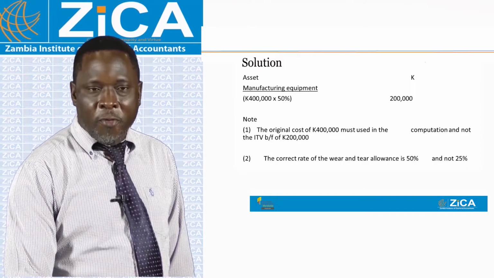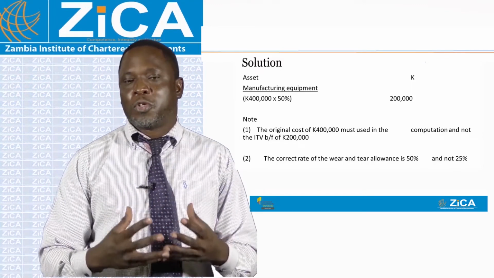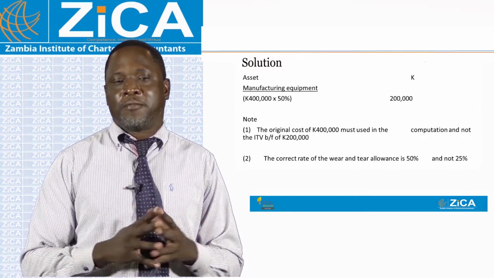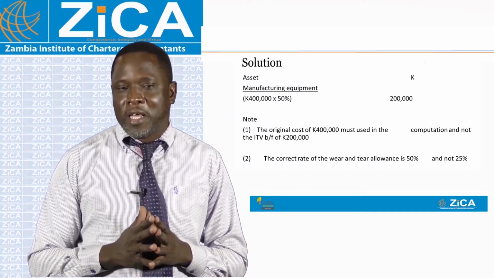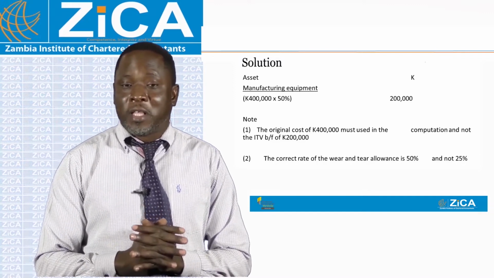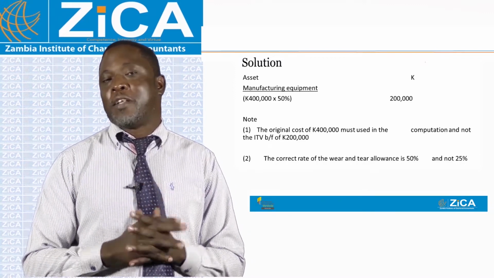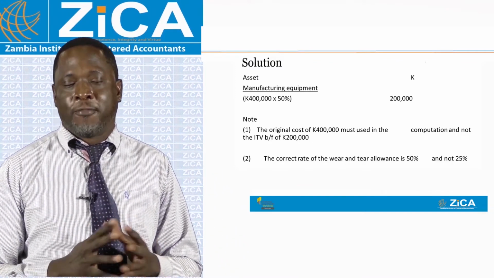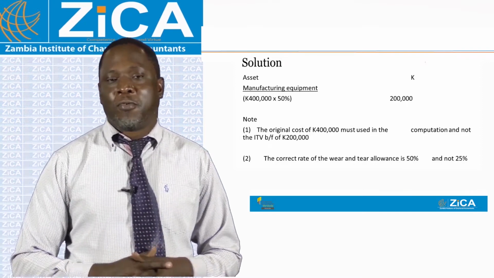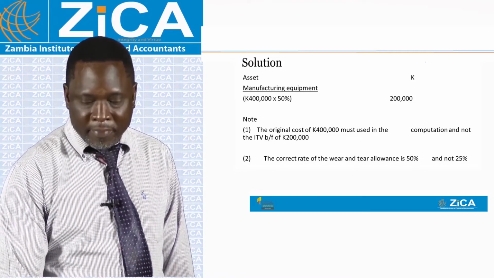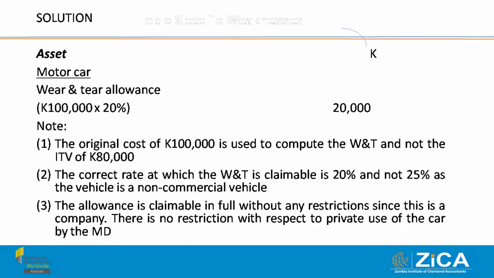So that when we work out the solution practically, as you can see there, for the manufacturing equipment, it is at 50%. What is important to note here is that you do not use the income tax value brought forward of 200,000 to compute the capital allowance. You use the original cost of 400,000, and the capital allowance, once you apply 50% to 400,000, will give you 200,000.